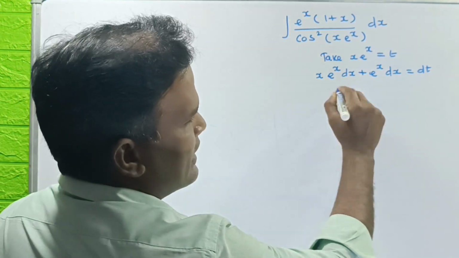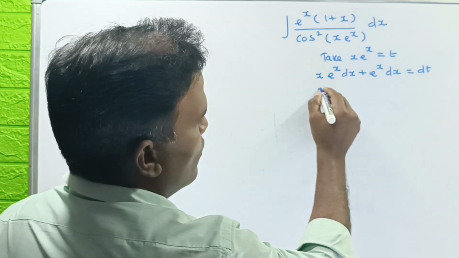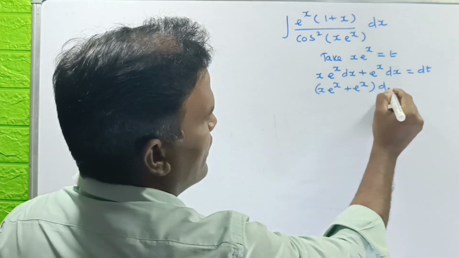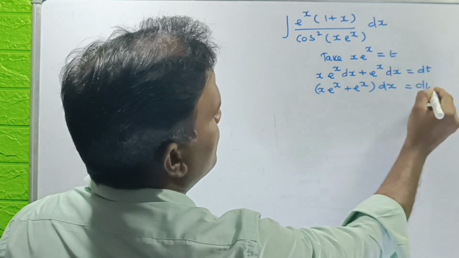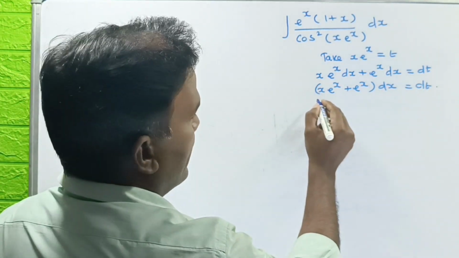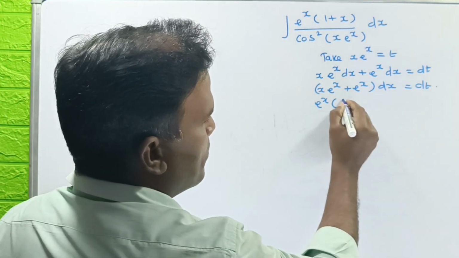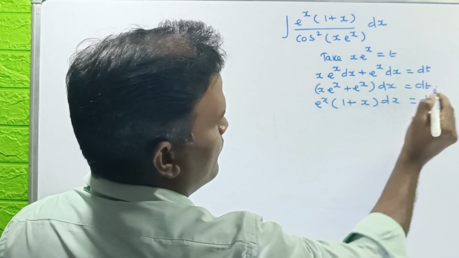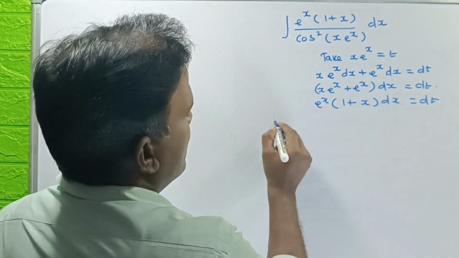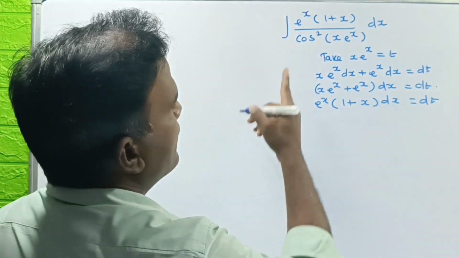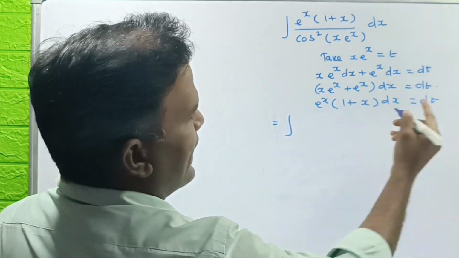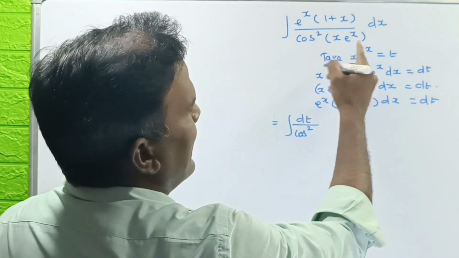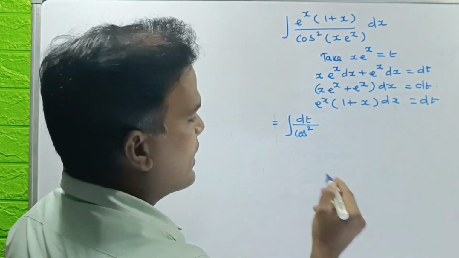So on the left hand side, there is dx as a common term. We can take it outside. So x e power x plus e power x into dx is equal to dt. Again, take the e power x outside. So e power x into 1 plus x into dx is equal to dt. Now the given integral, e power x into 1 plus x into dx, that is called dt, divided by cos square x e power x, which we have already taken as t, so this is t.